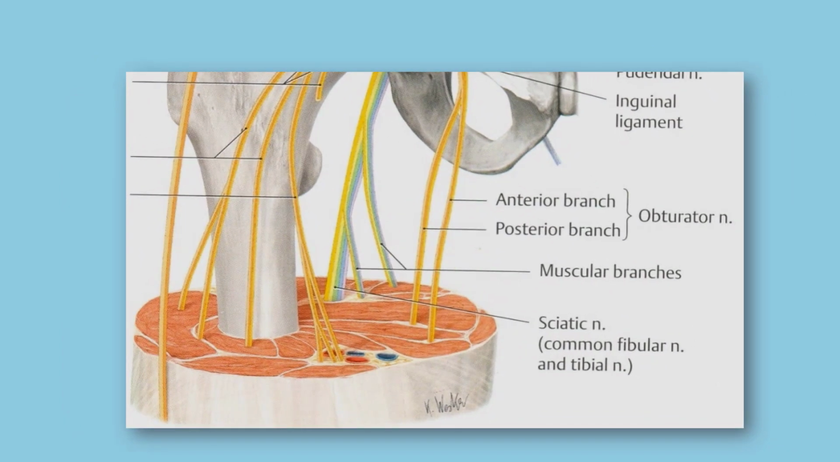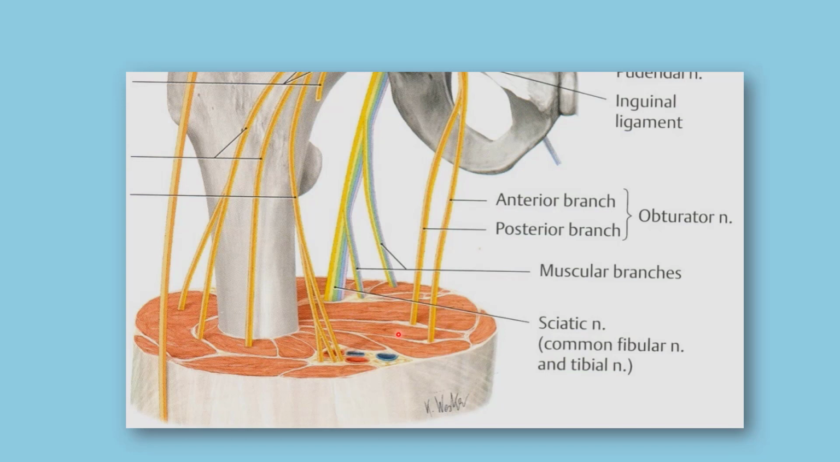Let us identify some of the muscles here. This is adductor longus. This is much more medial, gracilis. Pectineus is not shown here. The muscle which is in between anterior and posterior divisions of obturator nerve is adductor brevis. And here this is the magnanimous muscle, adductor magnus.